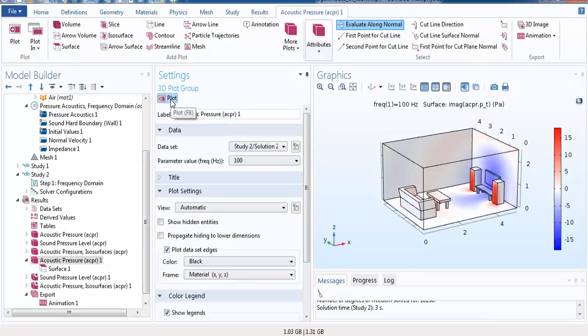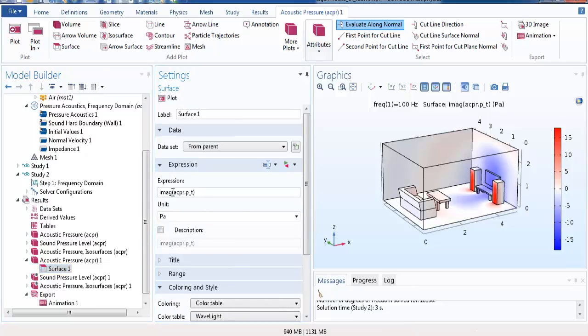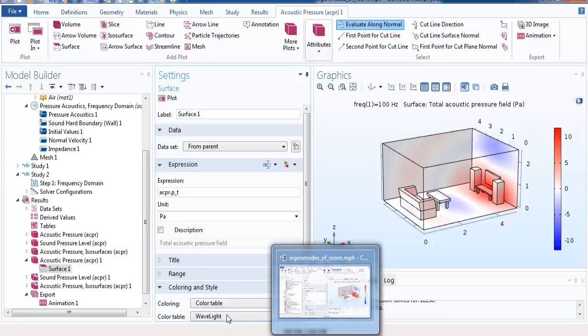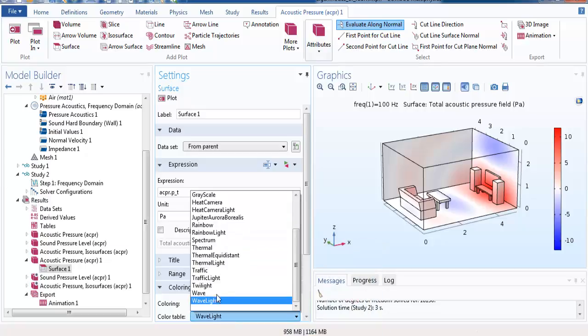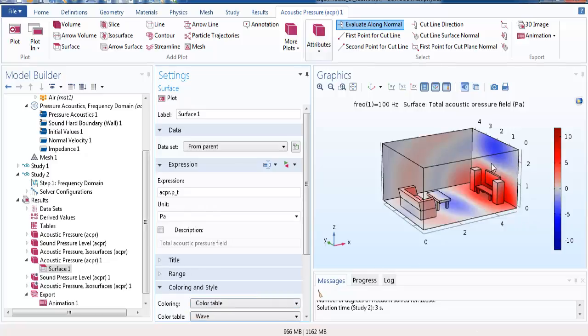Now we see a very different picture. Remember, we set this to plot the imaginary part of it, just because for the hard-walled case we didn't see anything before. But if we look at the real part as well, we'll see something, and clearly there's a lot more sound close to the speakers where we'd expect it by the sound source, and the sound decaying away as it propagates. I'm just going to switch from the wave light colour map to just darken things up so we can see what's happening. So now we can see sound decaying as it radiates away.